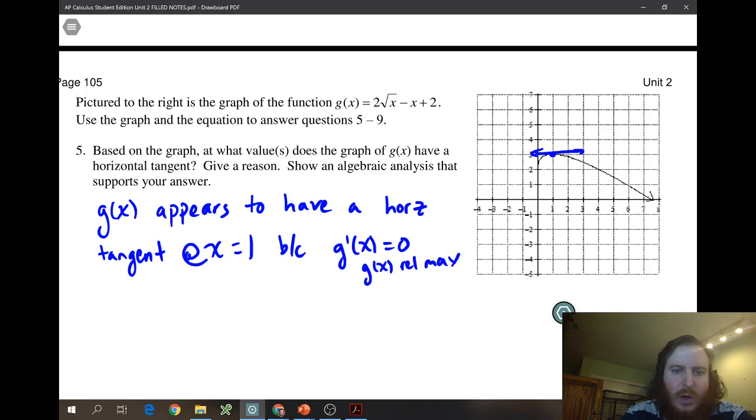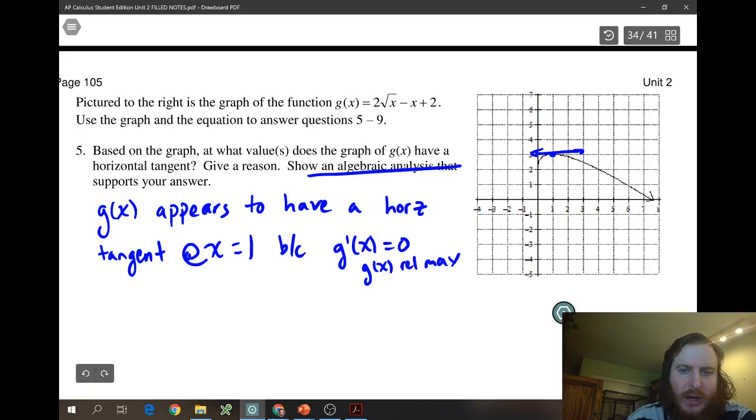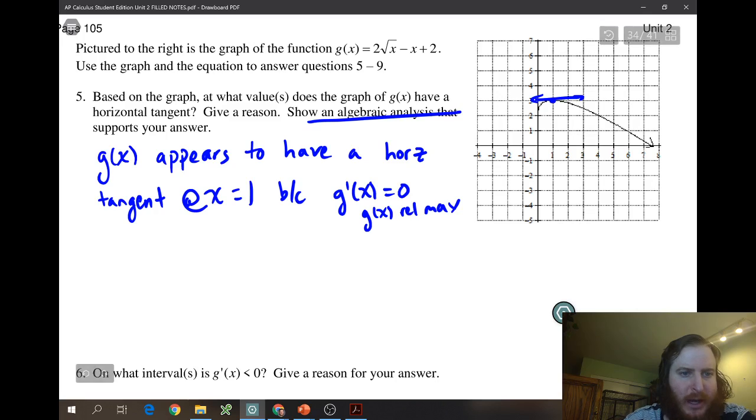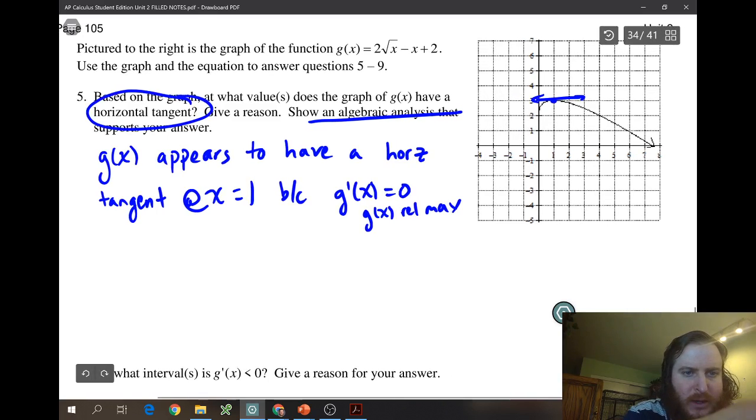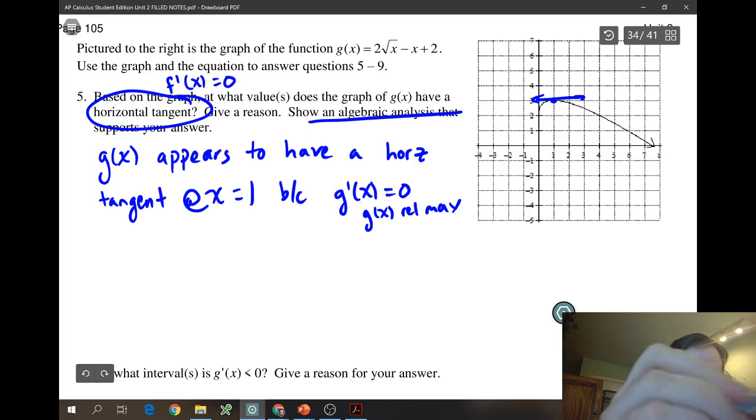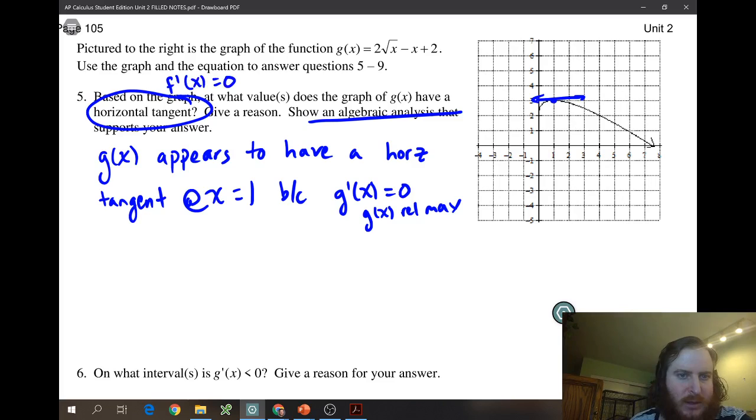Something like that. Now, what you might need to do is show the algebraic analysis that supports it. Prove that it has a horizontal tangent there. So what do we know about horizontal tangents? Whenever we see the words horizontal tangent, we always know that the slope there, f prime of x, is equal to 0. This was from Monday's notes, right?